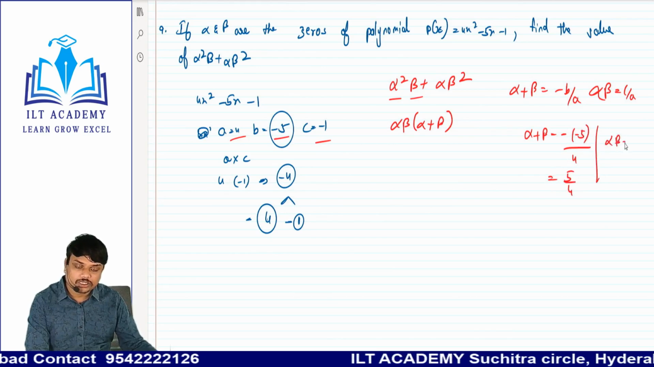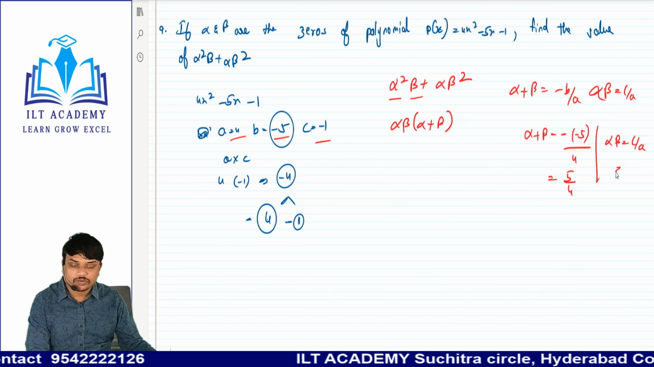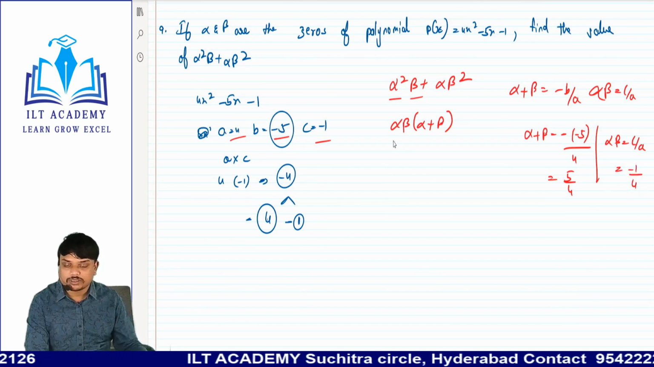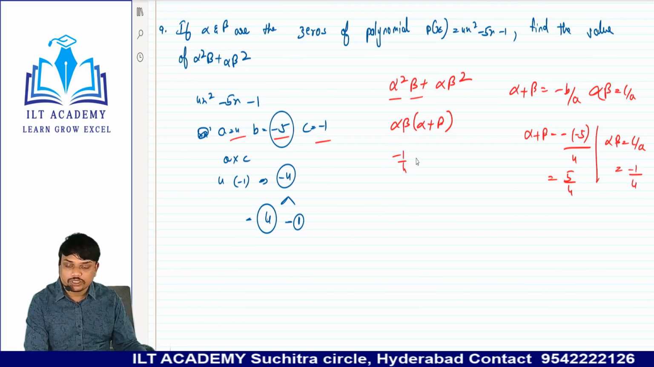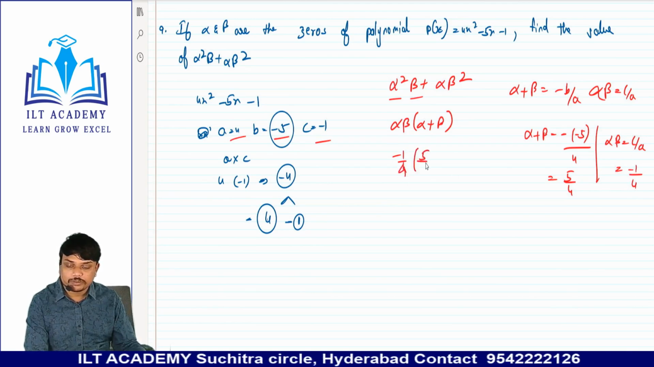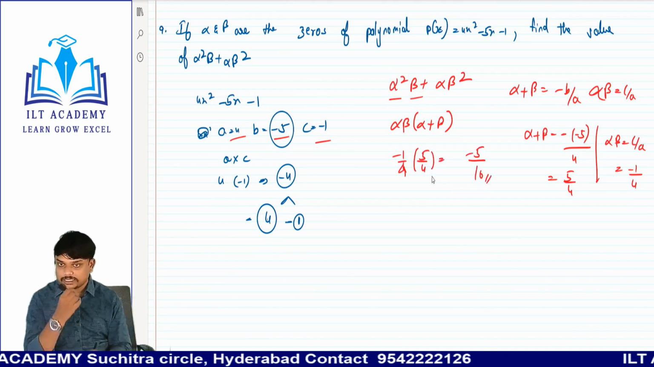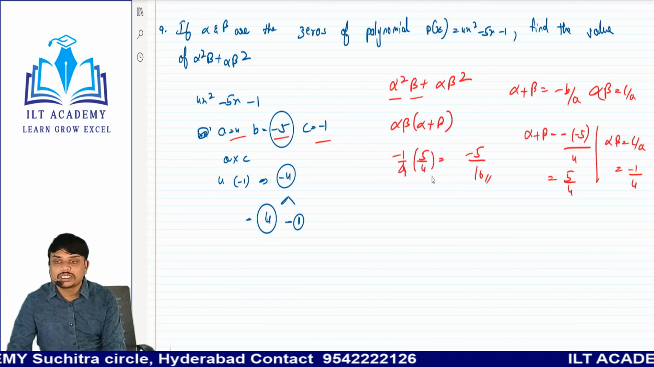Alpha beta is equal to c by a, where c value is minus 1 and a value is 4. So minus 1 by 4. Multiplying minus 1 by 4 with 5 by 4, we get minus 5 by 16. With this we have done this. Clear? Any doubts in this?